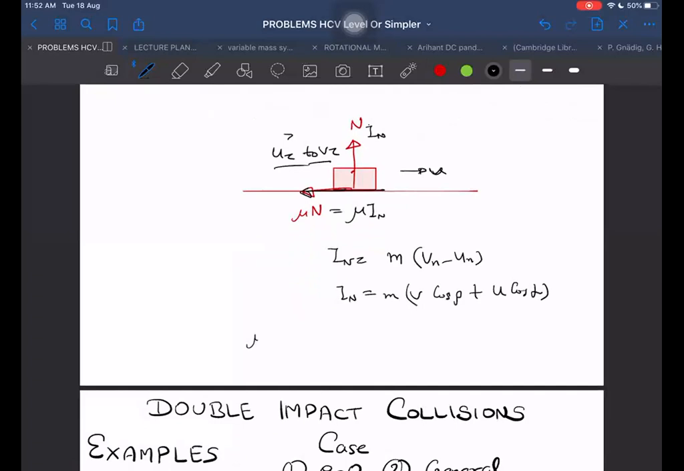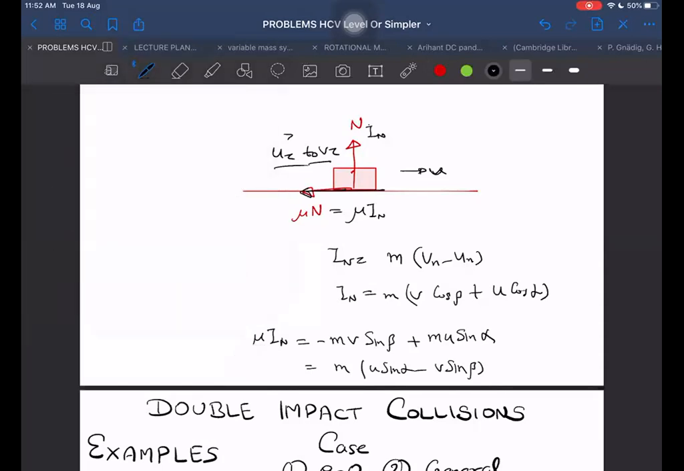Then from here I can get the impulse along horizontal. That will give us m into v sin beta. Wait a second, I think not that. I have taken backside positive, and I should be writing this as negative. Then m into u sin alpha minus v sin beta is equal to mu into I n. Can I get the value of v from here or not?